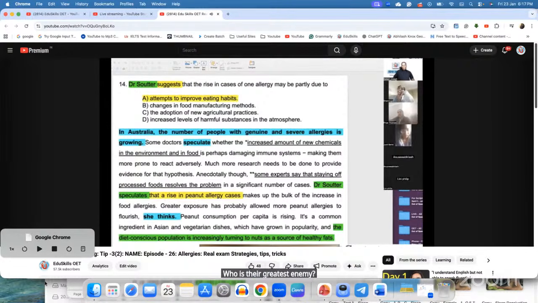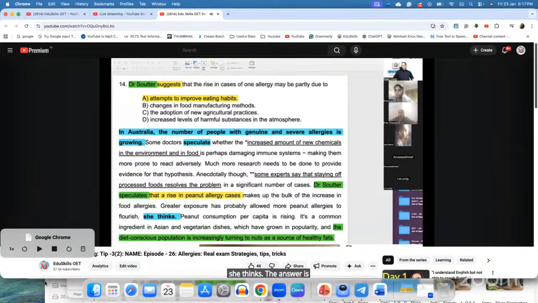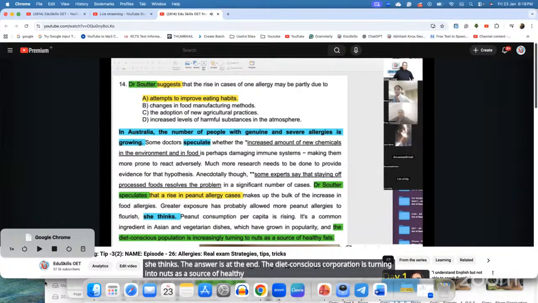Time. See? Yeah. Australia, the number of people with genuine and severe allergies is growing. Dr. Suter, that a rise in peanut allergy. She thinks the answer is at the end. The diet conscious population is increasingly turning to nuts as a source of healthy fats, which is the reason. Is that clear?